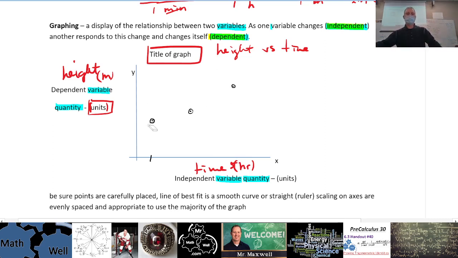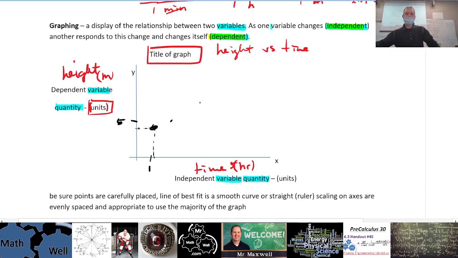But please be careful with your point, okay? If it's 1, 5 here, don't put your point here. That's not 1, 5. That's a little bit more than 1, and a little bit less than 5. So just be careful. Got it? Okay, what's the other thing?